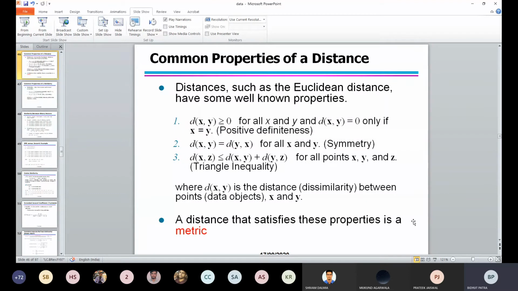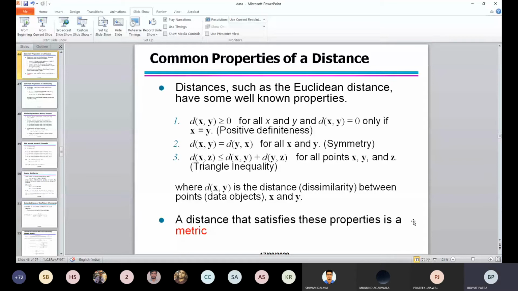If any distance measure satisfies this property, that distance is called a metric. Essentially, the Euclidean distance is a metric. But the squared Euclidean distance is not a metric. To prove that it is not a metric, one example is sufficient. The squared Euclidean distance is not a metric, but the Euclidean distance is a metric.